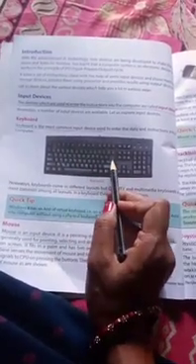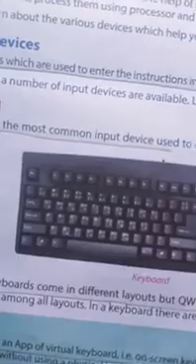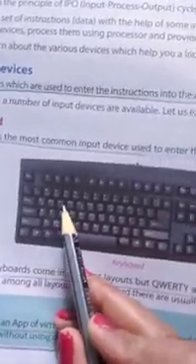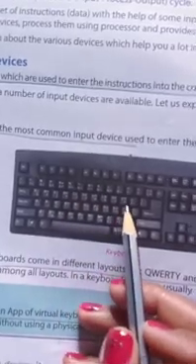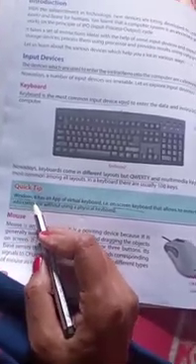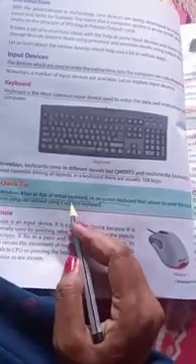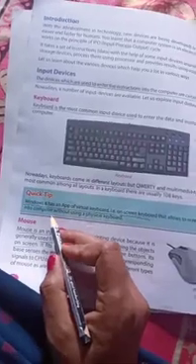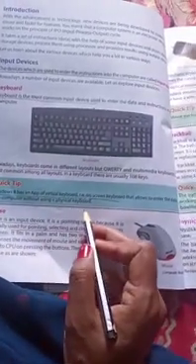It has 104 keys, and the keyboard layout is the same as it is called QWERTY keyboard. QWERTY means that the keys here start from QWERTY. That's why it is called QWERTY keyboard. There are different types of keyboards. Now we have here a quick tip. Windows 8 has the app of virtual keyboard, that is on-screen keyboard, that allows you to enter the data into the computer without using a physical keyboard.